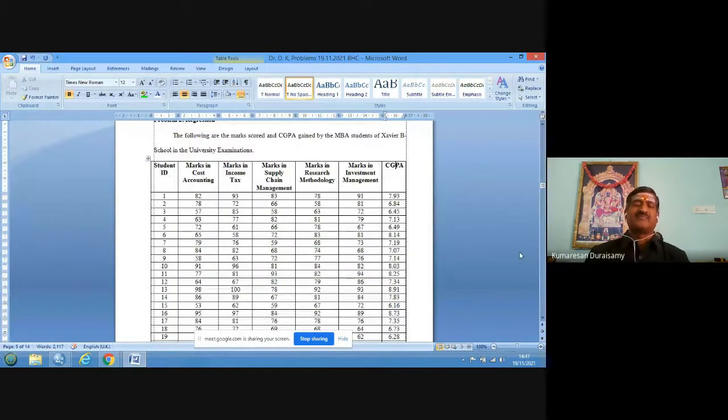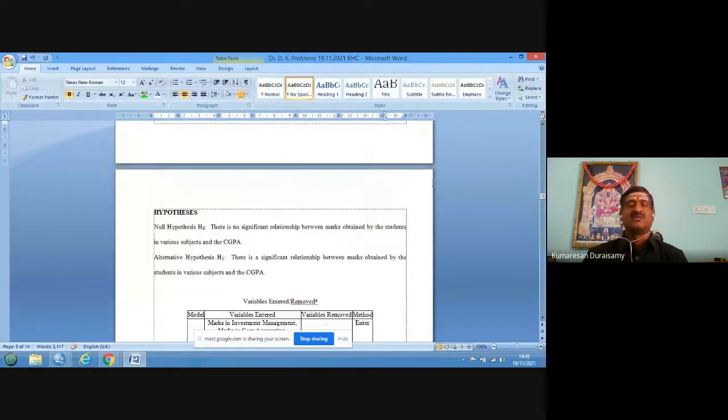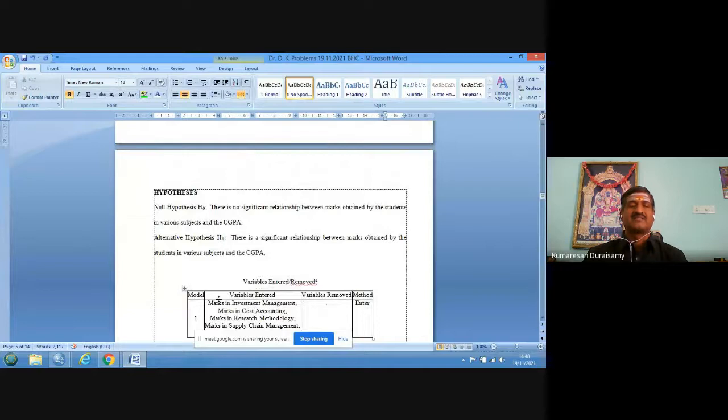So here, we consider the CGPA as the dependent variable, and these marks are independent variables, because CGPA is calculated based on the students' marks in the different subjects. So these marks are considered as independent variables and CGPA is considered as the dependent variable. So again, hypothesis. Null hypothesis: there is no significant relationship.